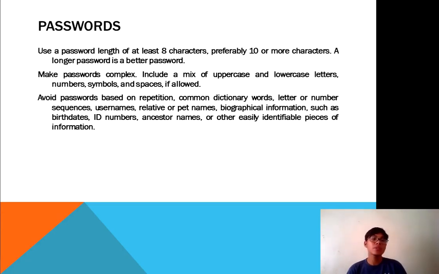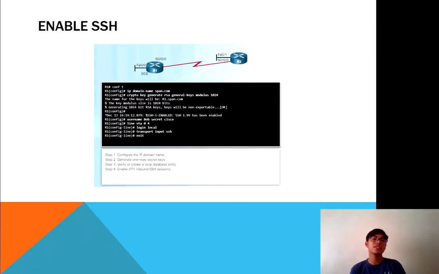Password: use a password length of at least 8 characters, preferably 10 or more characters. A longer password is a better password. Make passwords complex. Include a mix of uppercase and lowercase letters, numbers and symbols, and spaces if allowed. Avoid passwords based on repetition, common dictionary words, letter or number sequences, usernames, relative or pet names, biographical information such as birthdays, ID numbers, ancestors' names, and other easily identifiable pieces of information. Enable SSH.